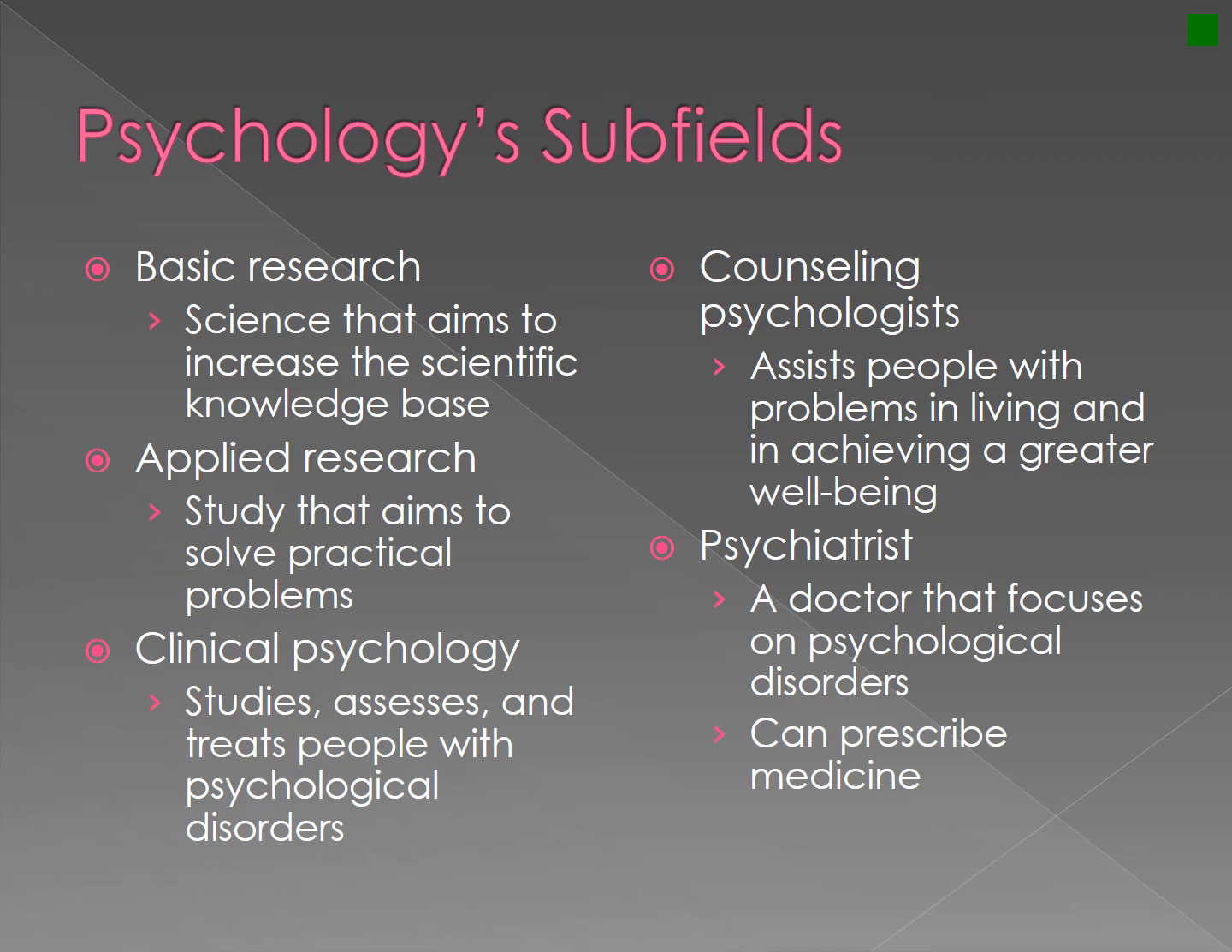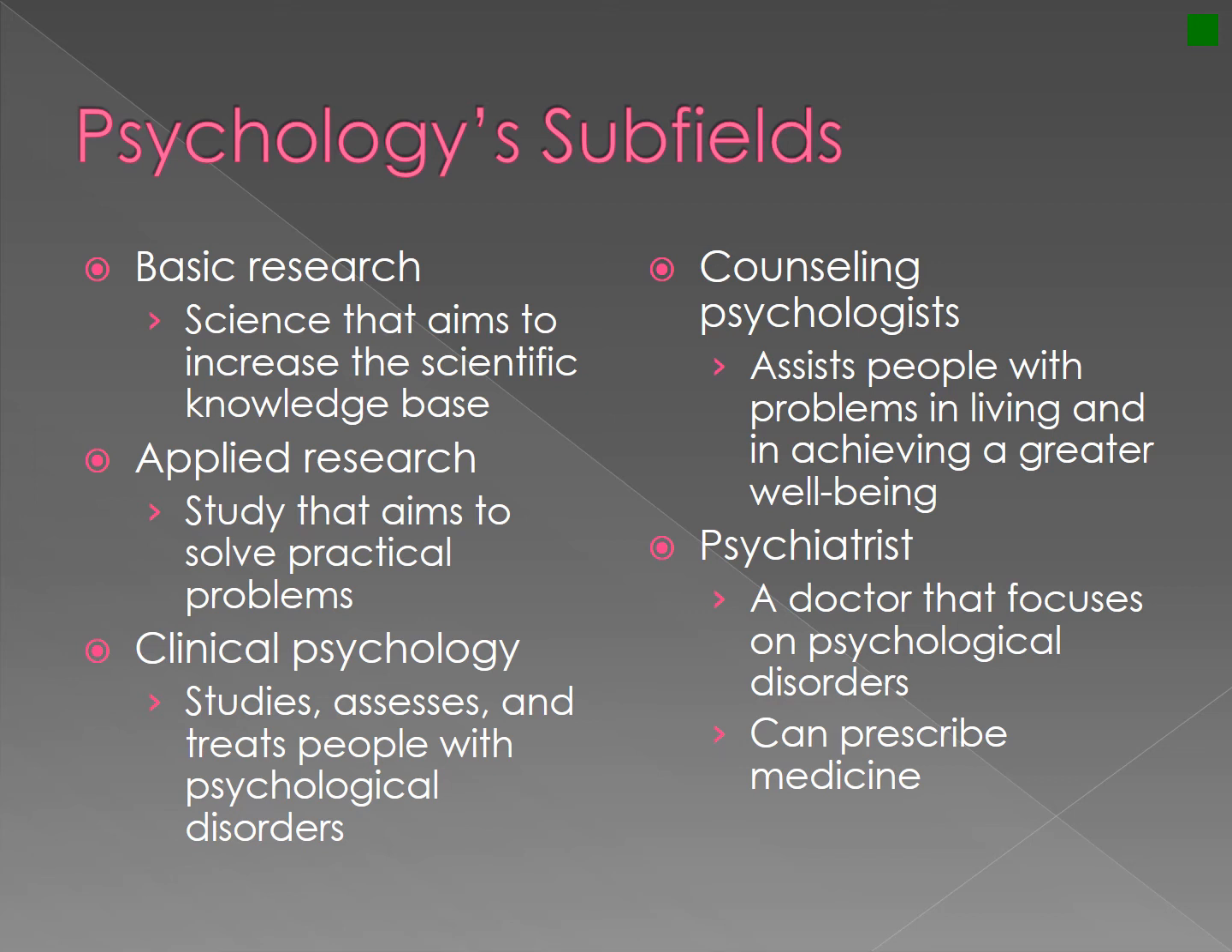So first we have basic research. This is science that aims to increase the scientific knowledge base. So if there's a new topic out there, we don't know a lot about it, we just want to do research on it just to learn about that topic. So that would be basic research, right? We need to find out more about it, so we're just doing general research to find out more information.